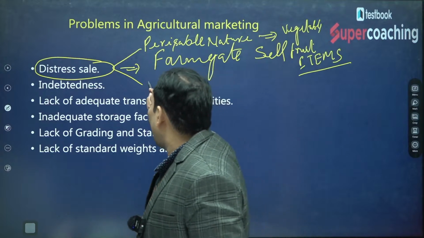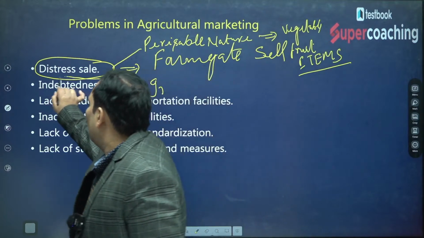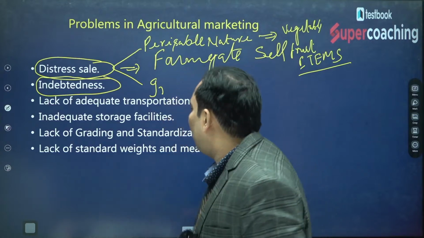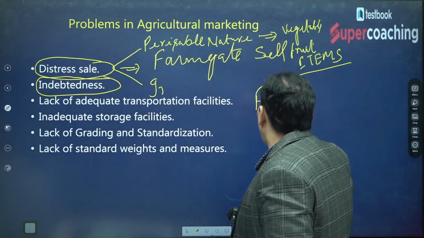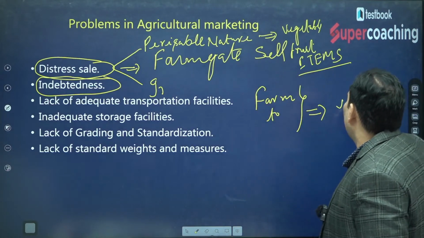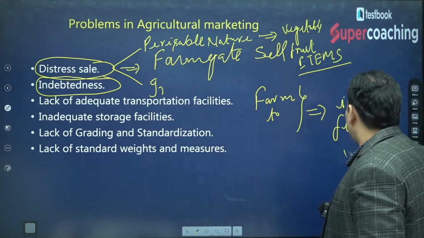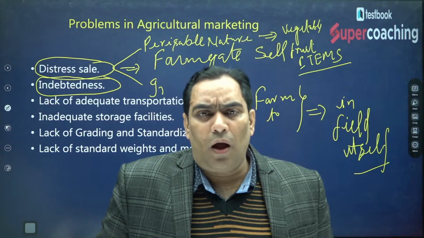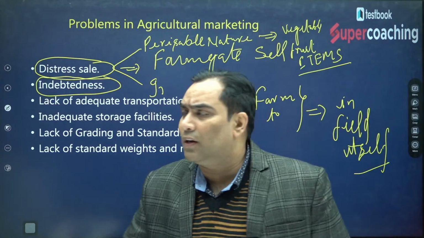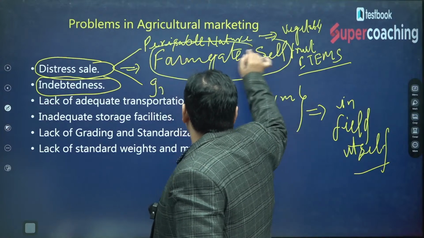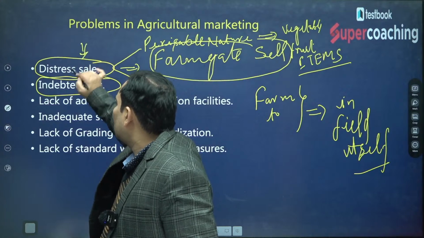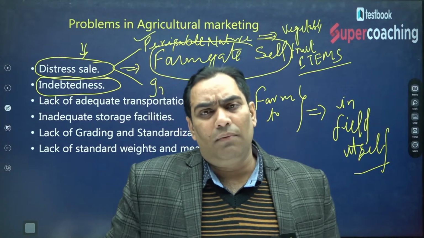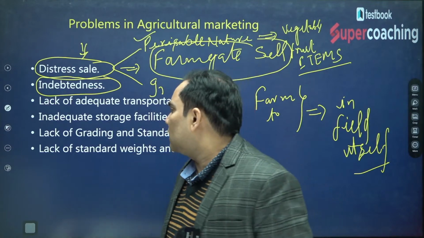Second is distress sale because of indebtedness. Farm gate sale means the farmer sells the agriculture produce in the field itself. When the farmer sells the produce in the field itself, it is known as farm gate sale, and this farm gate sale takes place because of distress sale. This distress sale is because of two reasons: one is the perishable nature of agriculture products, especially vegetables and fruit items, and second is the indebtedness of the farmer.